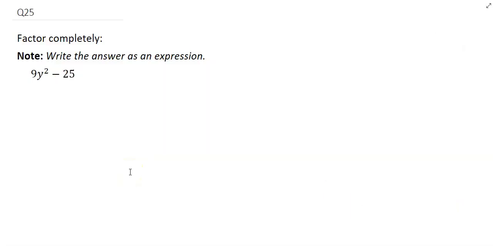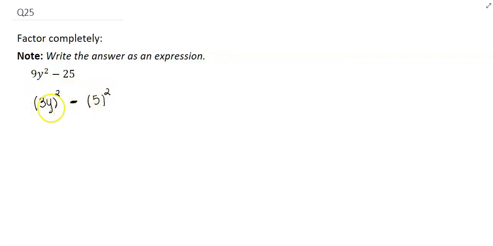Alright, this is a binomial and it's a special binomial. It's a difference of perfect squares. So the first term, I know that is a perfect square of what? Of 3 and y. And how is the 25? 25 is 5 squared. So I rewrote this to represent what is the base and the power of 2.